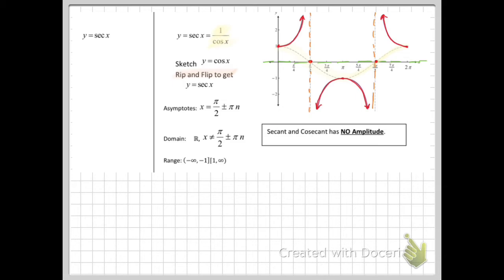Notice down here, secant and cosecant have no amplitude, because this is not a hill or a valley. They kind of look like parabolas. Understand that they aren't. But they are not hills and valleys, so they do not have an amplitude. You can't measure a hill that goes on forever. So instead, you will give the vertical transformations.